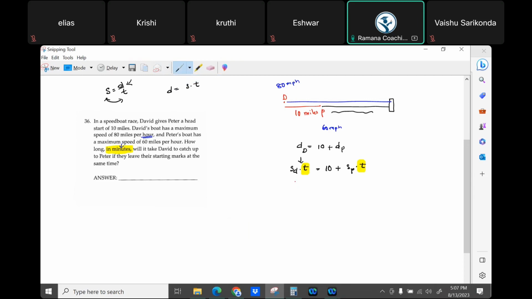Next, what is the speed of David? 80t, and 10 plus, what is the speed of Peter? 60t. There you go, solve it. So 20t equals 10, t equals 1/2 hour. But he wants the data in minutes, which is 30 minutes. That's your answer. Okay. Is that clear now, everyone?